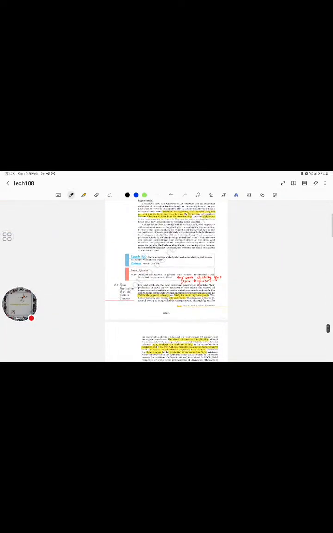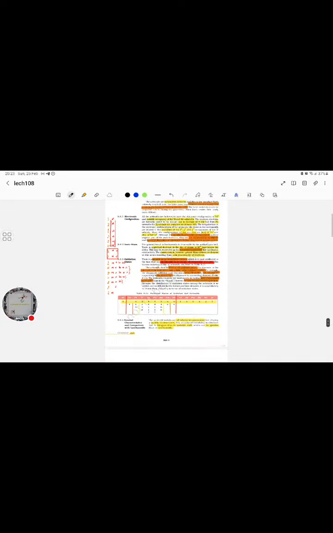Moving down, we'll talk about actinides. Now that we have seen lanthanides, we'll see actinides, and finally we'll have the uses and applications of d and f block elements.